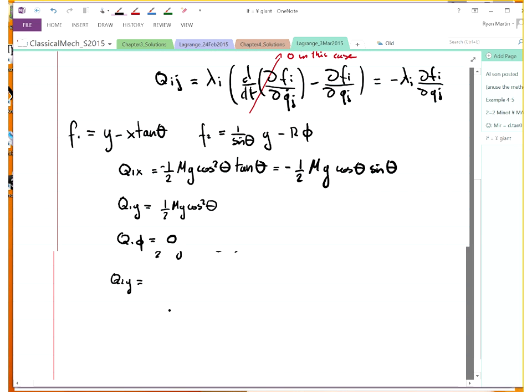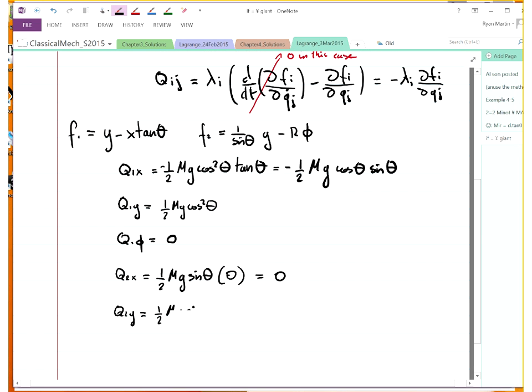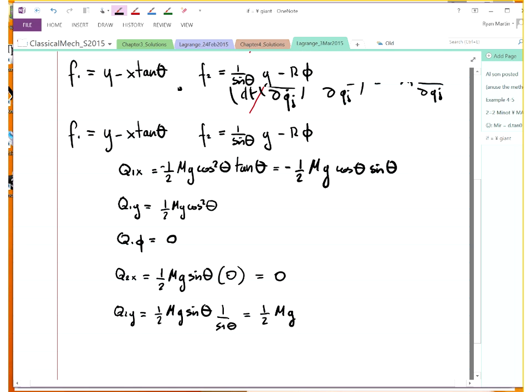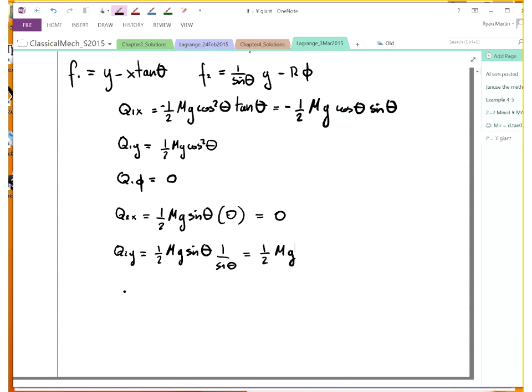Then we have Q2y. So it's minus lambda 2, so it's a half mg sine theta times ∂f2/∂y. So f2 is 1 over sine theta y, so ∂f2/∂y is 1 over sine theta. So that gives me a half mg.